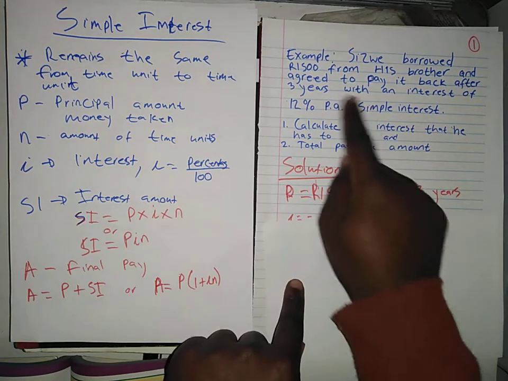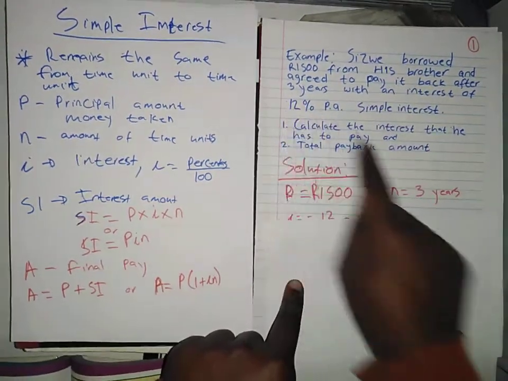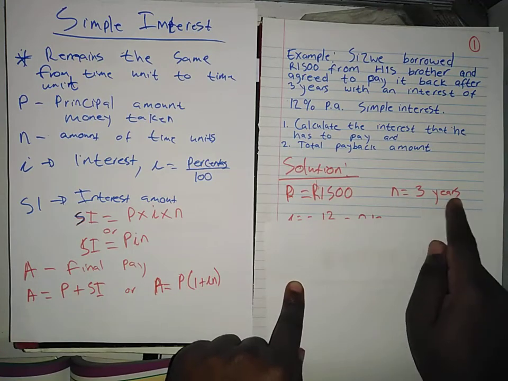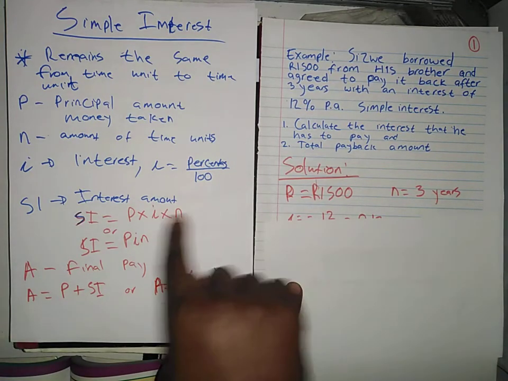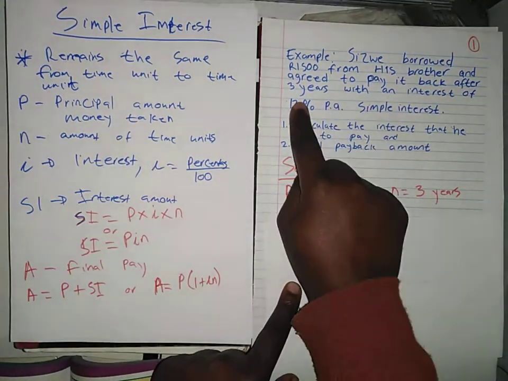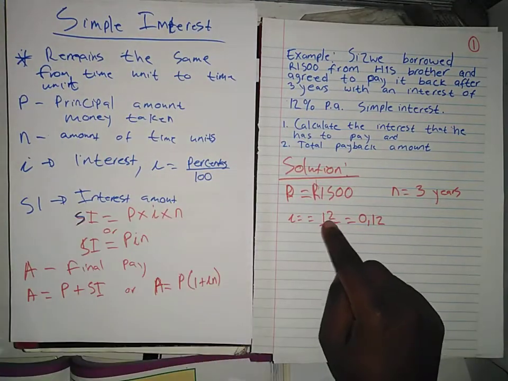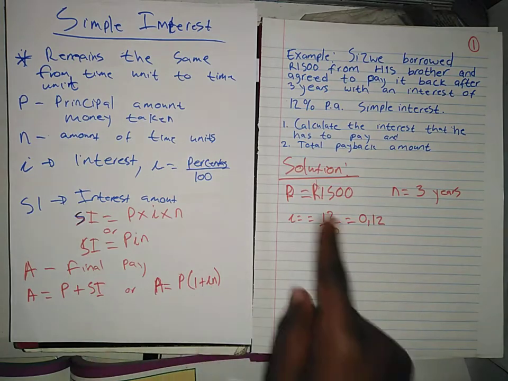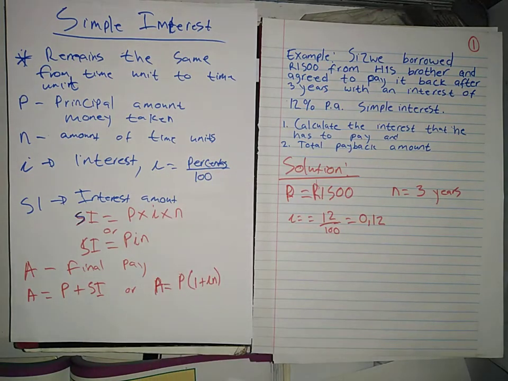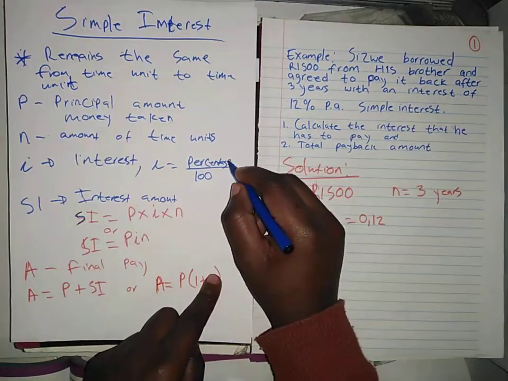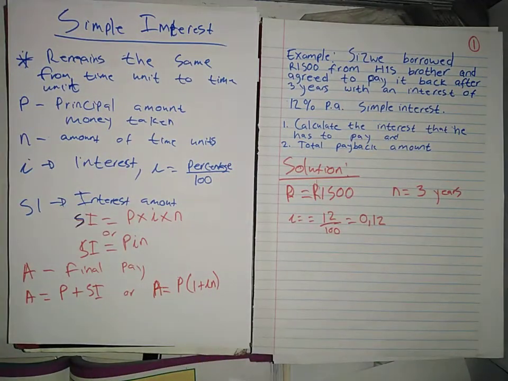And then agreed to pay it back after 3 years. So the time that you take to pay back the money is 3 years. And then they are giving us the interest, and then we take I and you say 12%. Where is it? Percentage over 100, and then we get this 0.12. That is I. This is percentage. All right. And then they are telling us that this is a simple interest.